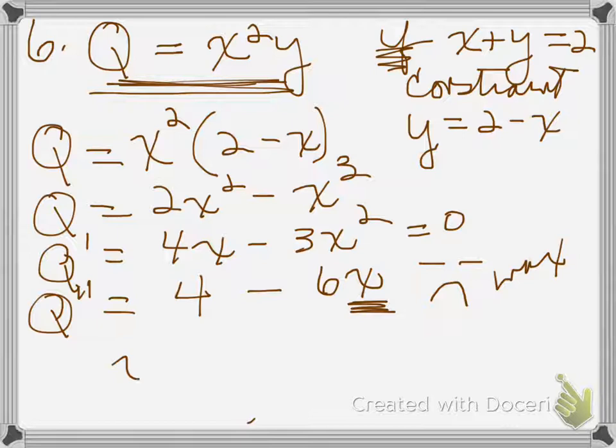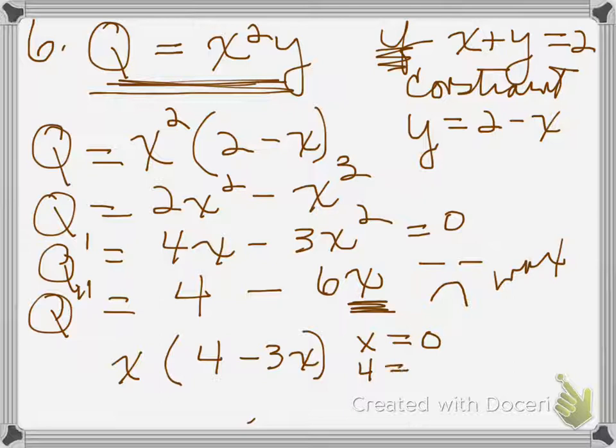So I'm going to say x is the common factor, and then I have 4 minus 3x. So my answers are x equals 0, which I know I can't have because they want x to be positive, or I have 4 equals 3x, and therefore 4/3 equals x. Okay, that's going to be one of my choices. And then what else do I have?